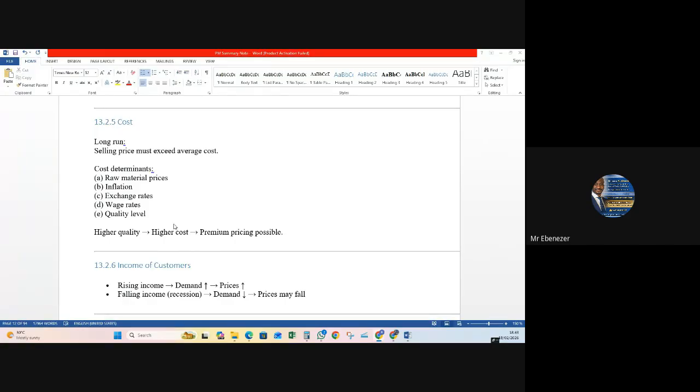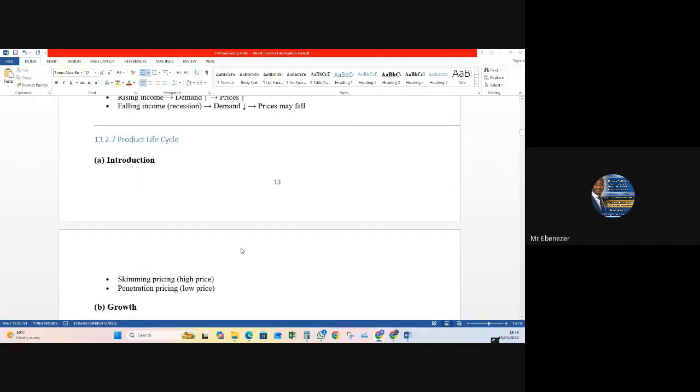So that's it. Now, but when income reduces, then demand also reduces and price also reduces. Now we have product life cycle. Are we there, please? Yes, sir.